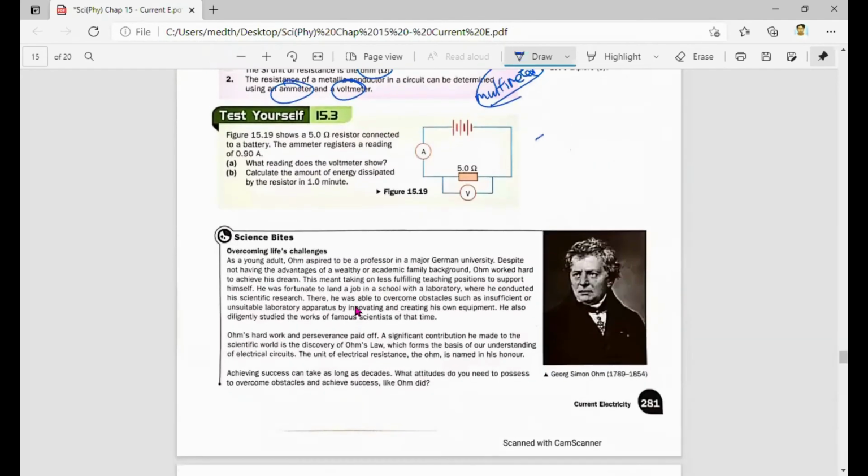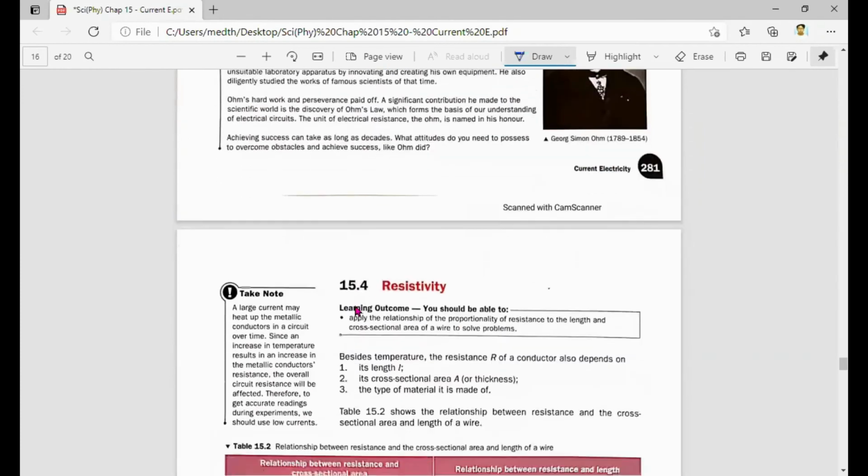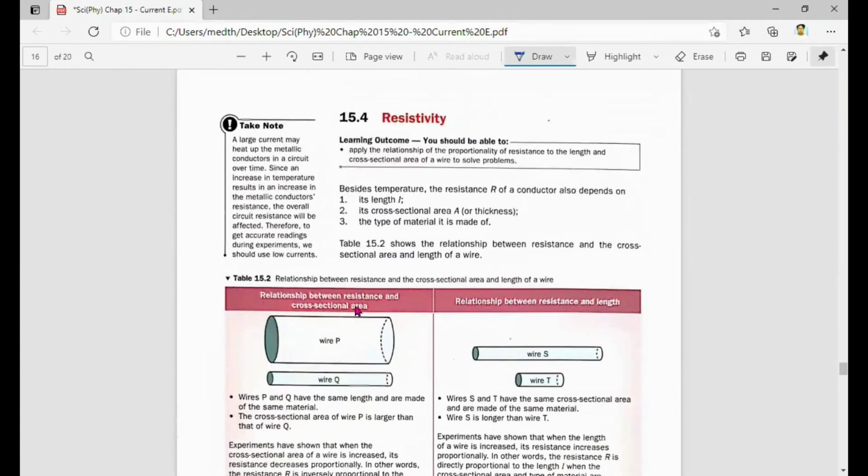So we have gone through I, which is current. We have gone through V, which is EMF or potential difference. We have gone through R, which is resistance. And how are these three values linked together? We know that R equals V over I. Or the other way, I always tell my students V equals IR. Okay, let's go next. Resistivity, the last part of this whole chapter already. So what exactly is resistivity?